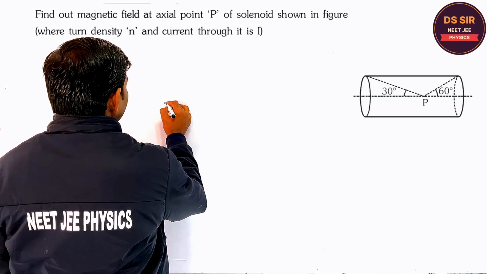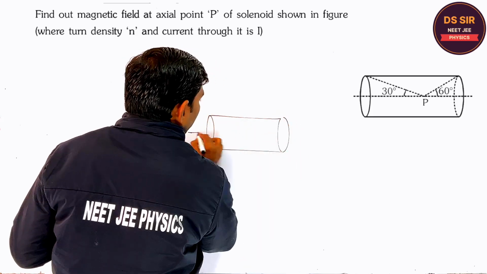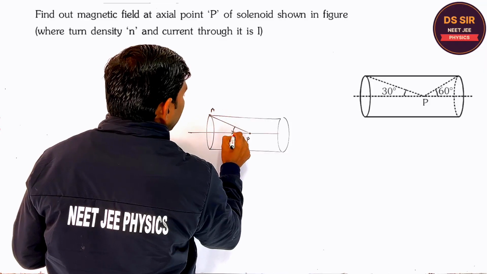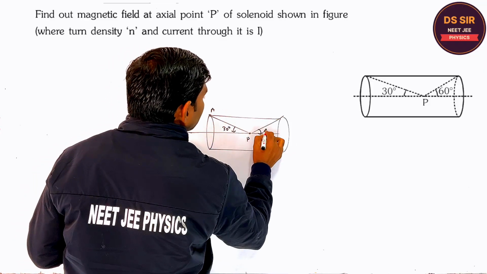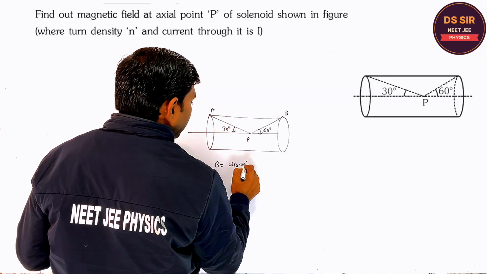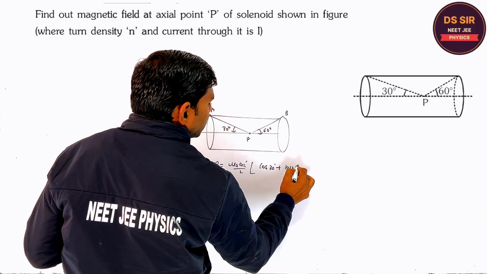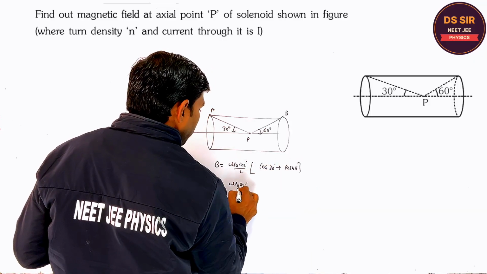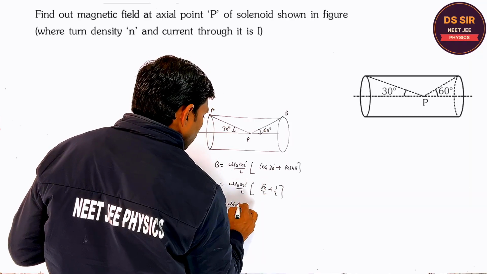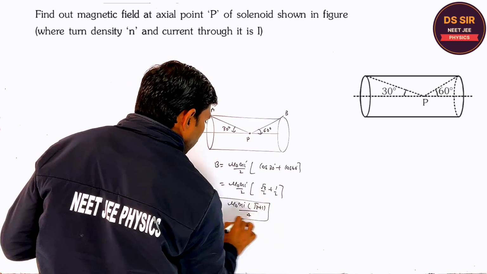Read this question. In this question, the given figure is like this. This is the solenoid and the point B, where you have to find the magnetic field, such that this angle is 30 degree and this angle is 60 degree. All right. So what is the B? B is mu naught N i upon 2 into cos theta 1 plus cos theta 2. So this is mu naught N i by 2 into root 3 by 2 plus 1 by 2. So the answer is B equals mu naught N i into root 3 plus 1 by 4. Is it clear or not, you tell?